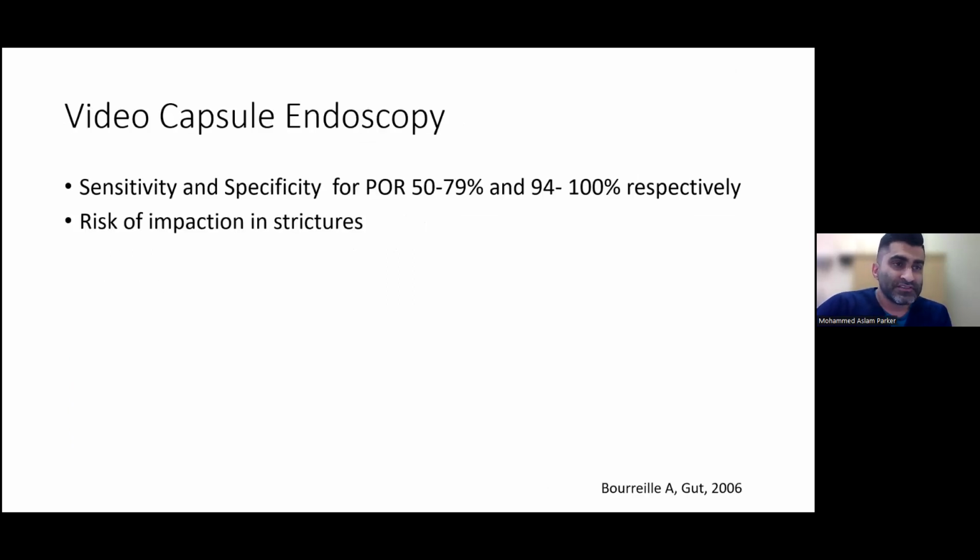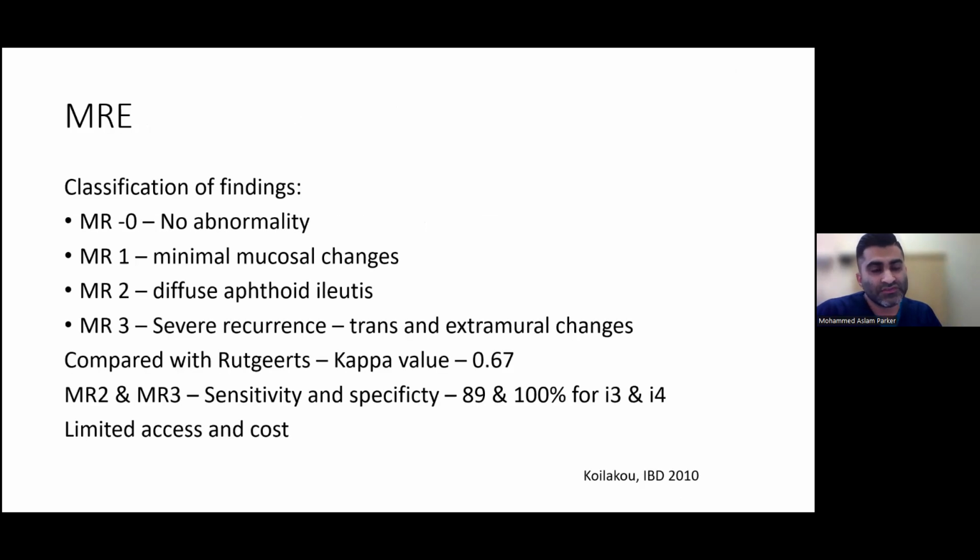Video capsule endoscopy has sensitivity and specificity for post-op recurrence of 50 to 79% and 94 to 100% respectively. There's always the risk of impaction in strictures. MRE has sort of replaced CT enterography in assessing patients with Crohn's disease.